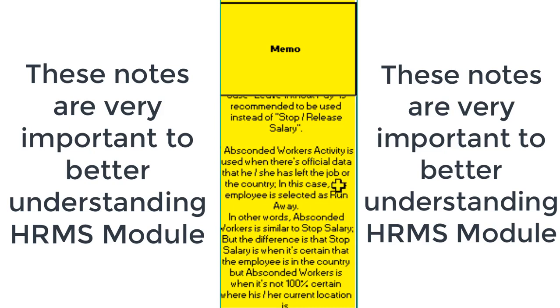And the main difference between this activity and the stop or release salary activity is that the stop or release salary is used when it's certain that the employee is in the country. In the absconded workers case, we're not 100% sure of their current location, like they ran away, they're out of the country, we don't know their location. But in the stop or release salary, it's different, and we are certain that they are in the country, but their salary is just stopped, but they are still in the country. So that is how it works.